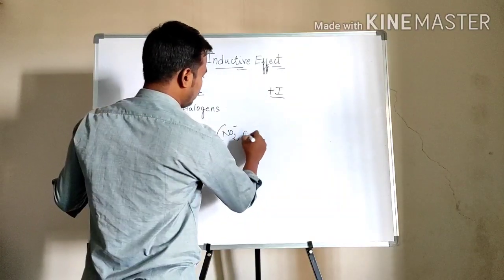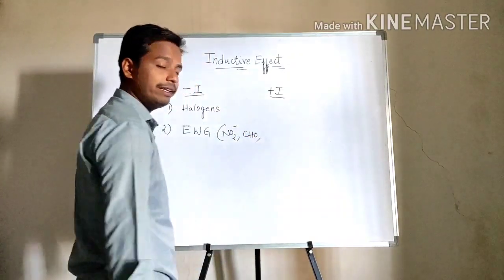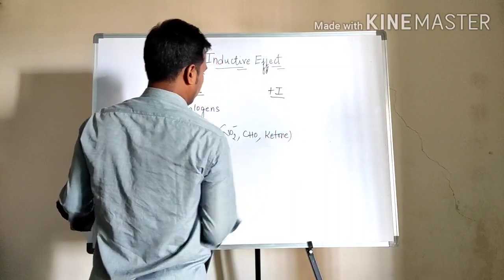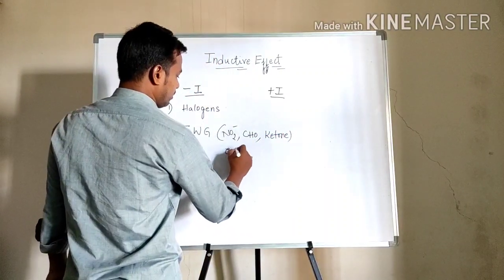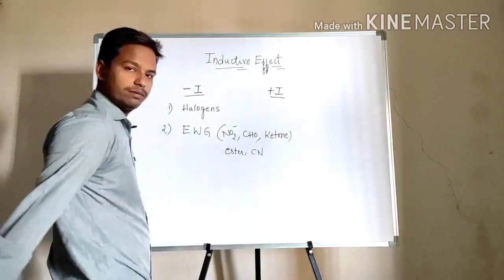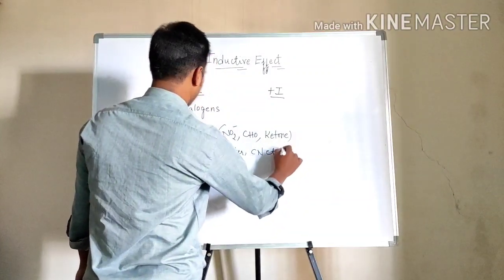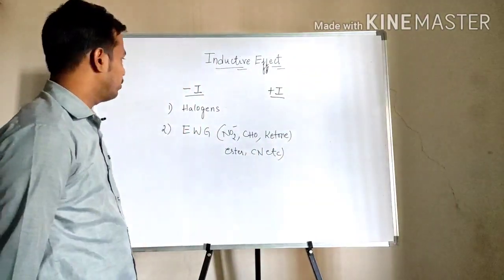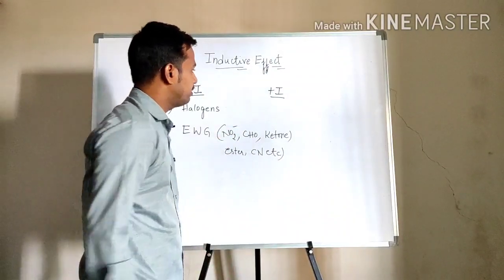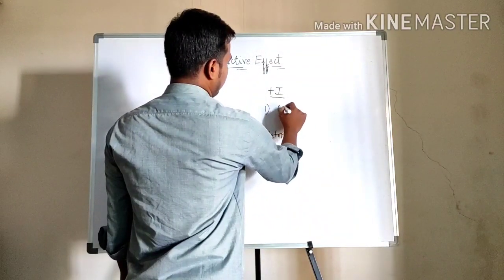and the aldehyde group, CHO group, ketone, ester, etc. Cyanide also sometimes. So these are electron withdrawing groups and minus I groups. So plus I, we can say metals.